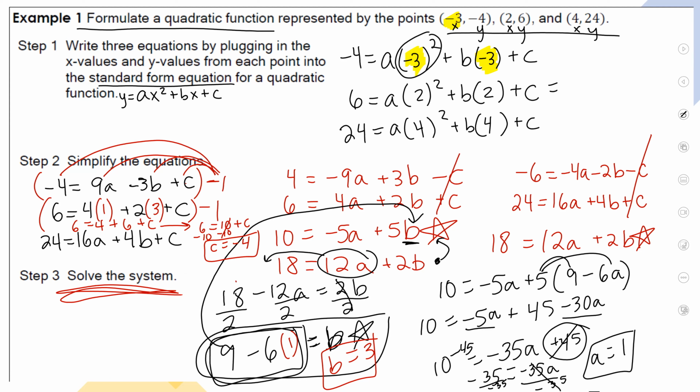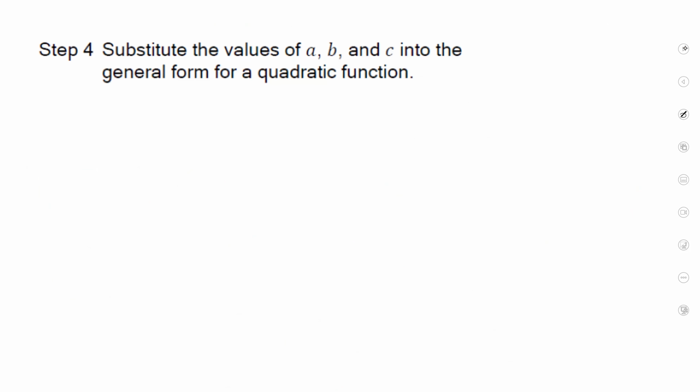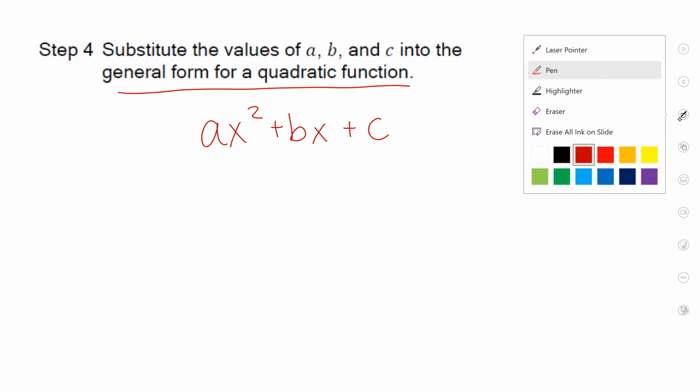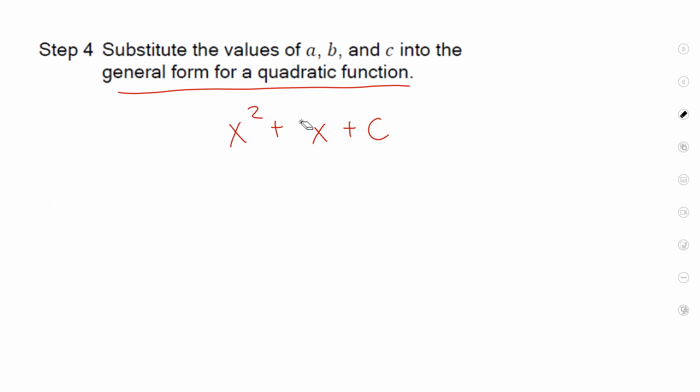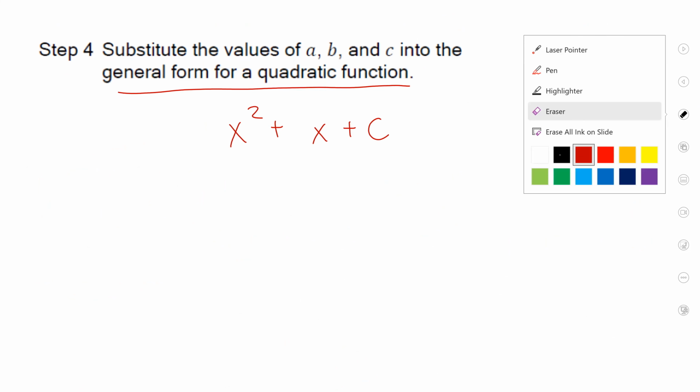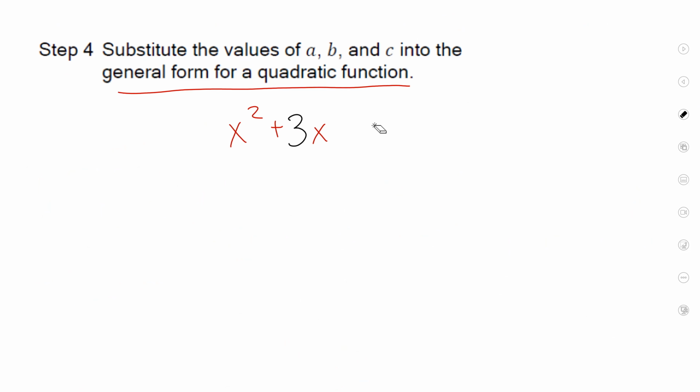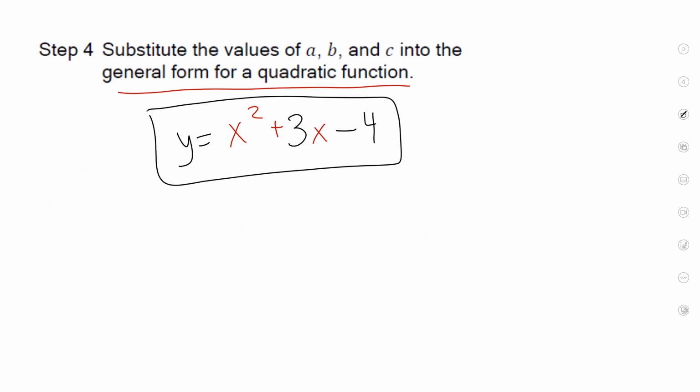We found all of our numbers, our letters. So remember, the general form for a quadratic function is ax squared plus bx plus c. And we just found a, b, and c. What did we say a was? 1. Perfect. What's b? 3. So I'll put a 3 there. And what was our c value? Negative 4. Perfect. So this is our equation. This is our quadratic equation. Okay, so guys, what we just did, let's summarize.